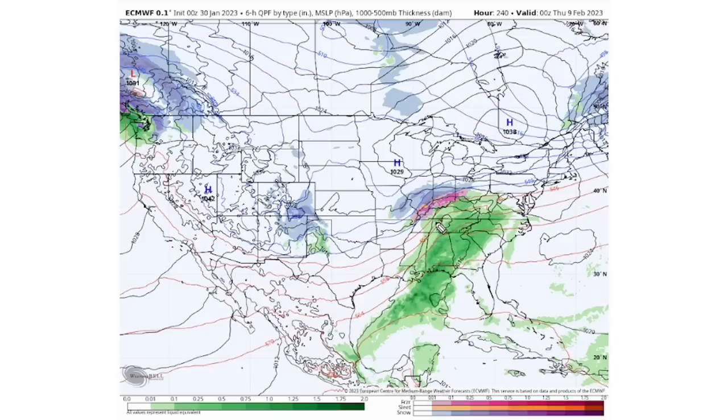I think the interesting thing to note here is that we do have some signs of a little bit of a positive PNA here, which we haven't been able to say much this winter. But we still see the southeast ridge playing a big part in the pattern. So a lot of this cold air is pouring into kind of the central United States primarily.